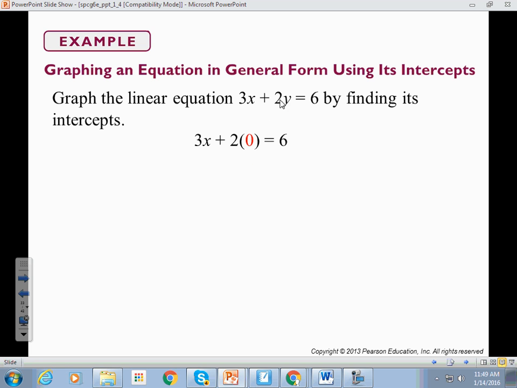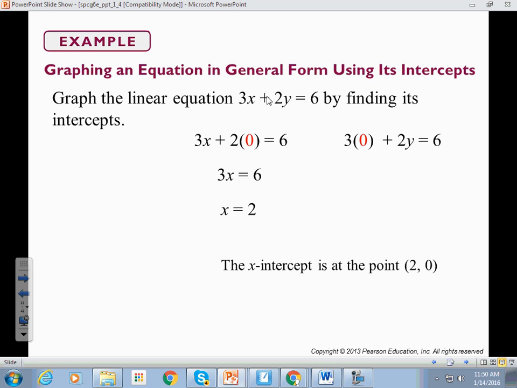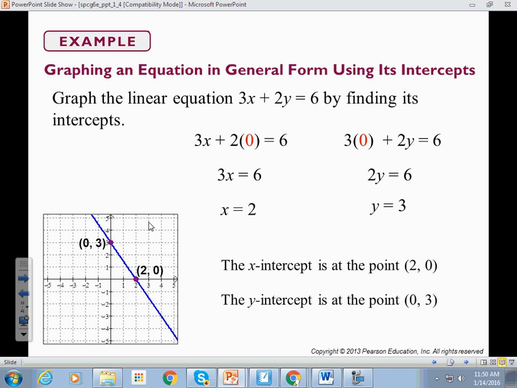Because if we put in 0 for y to find the x-intercept, you get 3x equals 6 or x equals 2. So (2, 0) is the x-intercept. Then we plug in 0 for x to find the y-intercept, and we get 2y equals 6. Divide by 2, and we get y equals 3, so the y-intercept is (0, 3). And the graph looks like this. So you plot your intercepts, draw a line through them, and you have your graph.